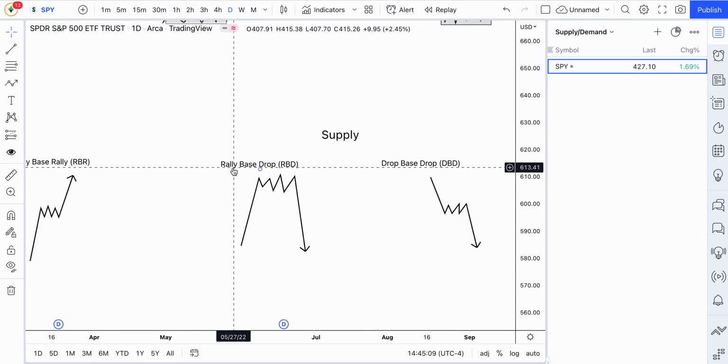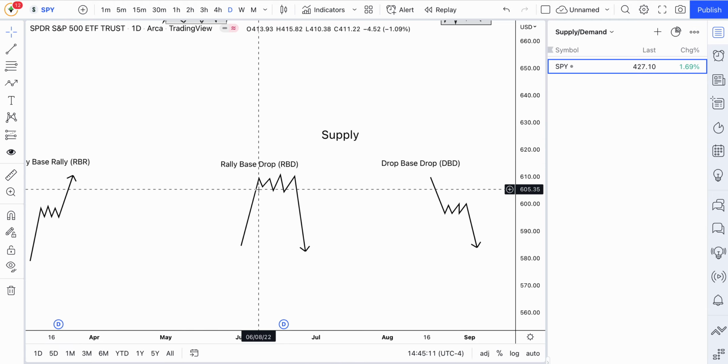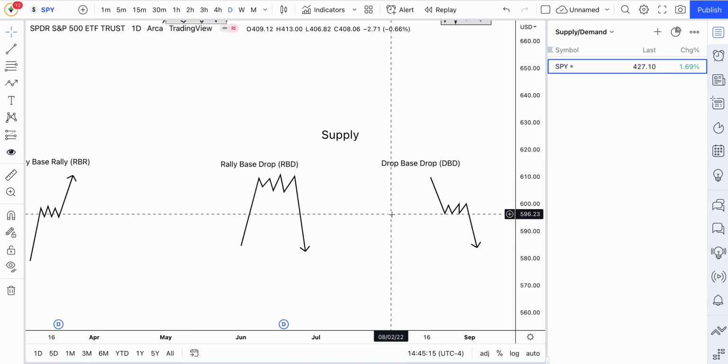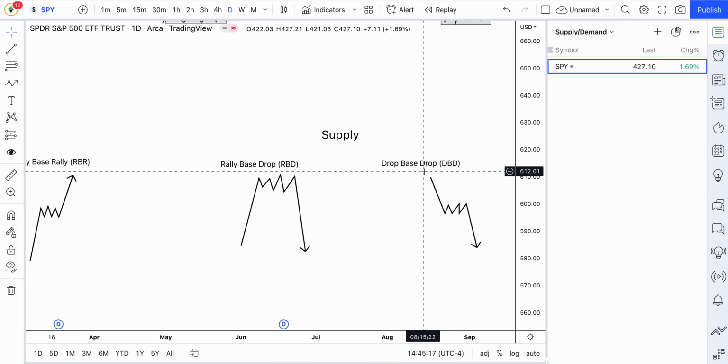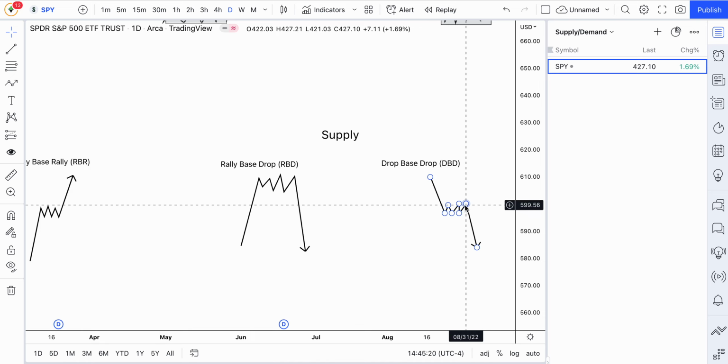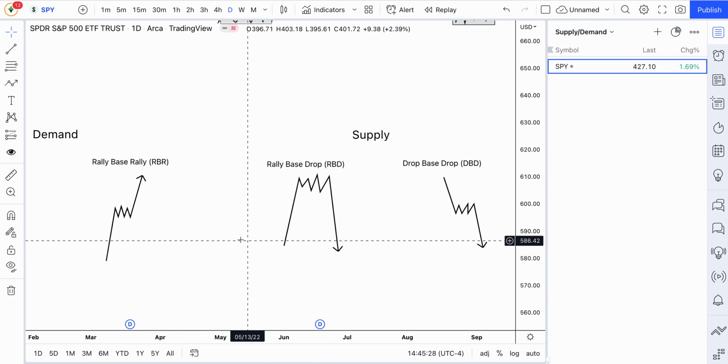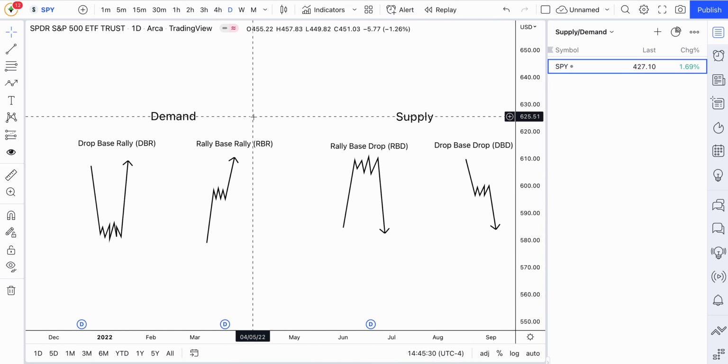So we have a rally-base-drop, so price rallies, it bases, and then it drops. And then we have a drop-base-drop. So price will drop, it will base right here, and then drop even more. So we have these little areas of consolidation, and we have areas of big, very fast price movement, okay? So these are going to be your supply and demand types of zones.